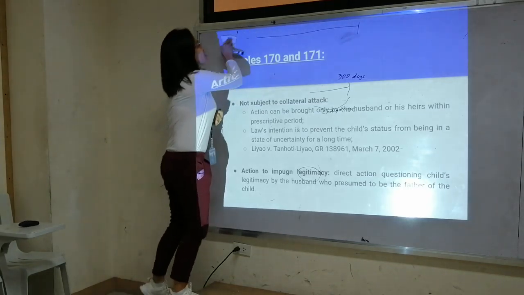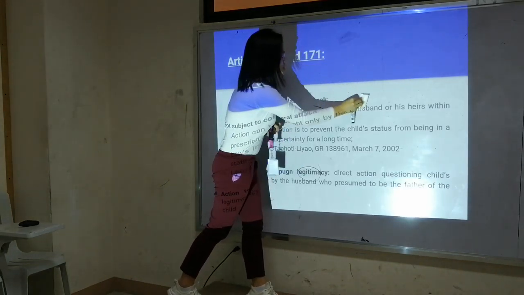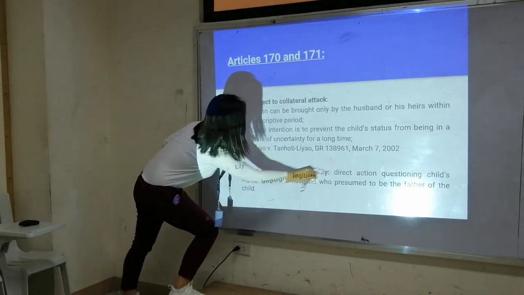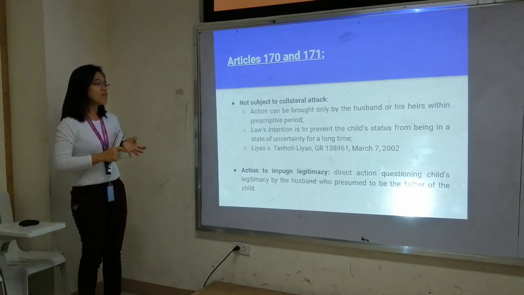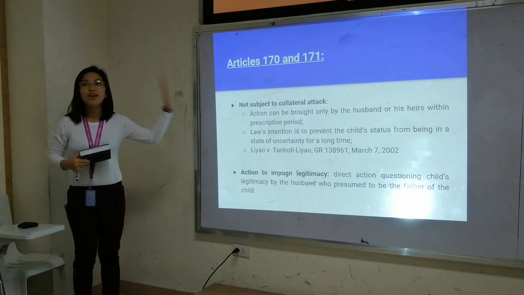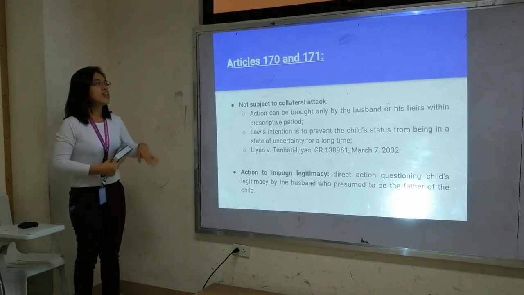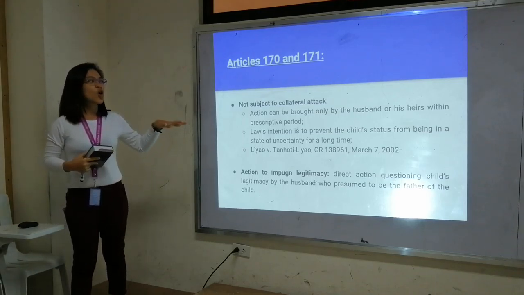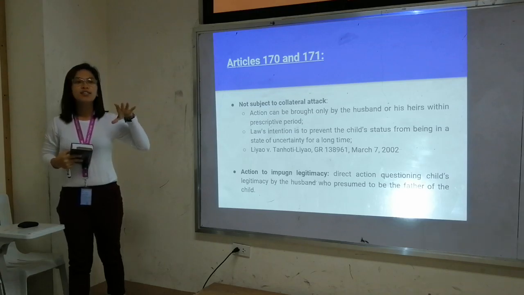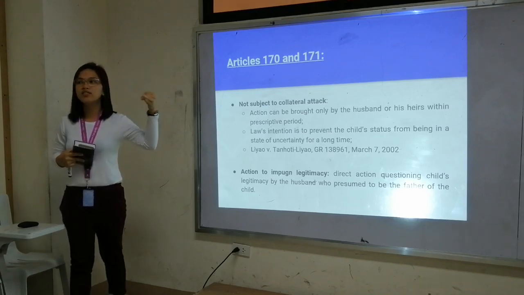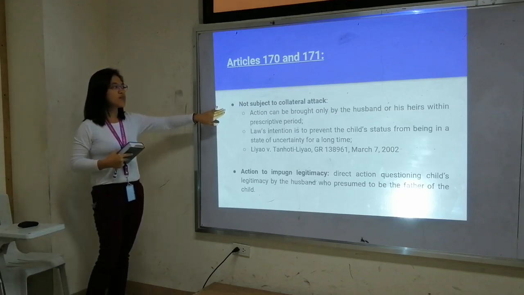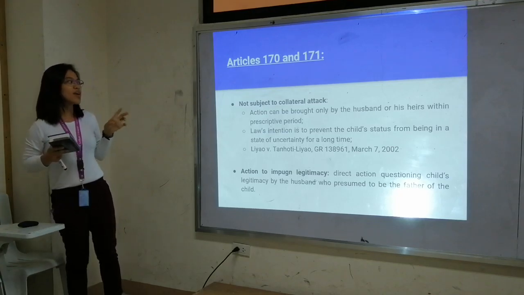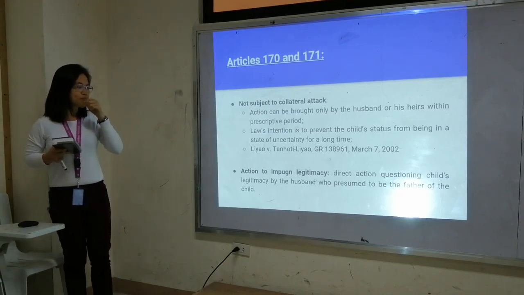Okay, so, Articles 170 and 171, dito naman po papasok yung impugn na legitimacy ng bata. So, sino ba yung pwedeng mag-impugn ng legitimacy? So, actually medyo na-touch na siya kanina ni Julie, so first, hindi siya subject to collateral attack. So, before, napag-aralan natin yung ascendant-descendant. So, dito, when we say collateral attack, nanggagaling siya sa same level niya, sa brother, sa sister, sa uncle. So, it should not come from the collateral attack. The action should be brought only by the husband or his heirs but with exemption and within the prescriptive period.